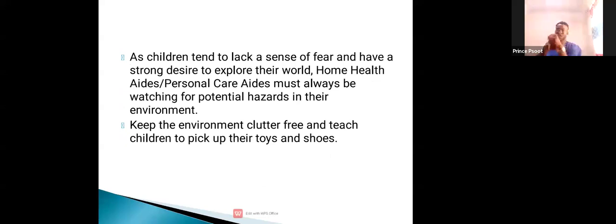As children lack a sense of fear and have a strong desire to explore their world, home health aides or personal care aides must always be watching for potential hazards in their environment. So keep the environment clutter free and also teach the children to pick up their toys and their shoes.